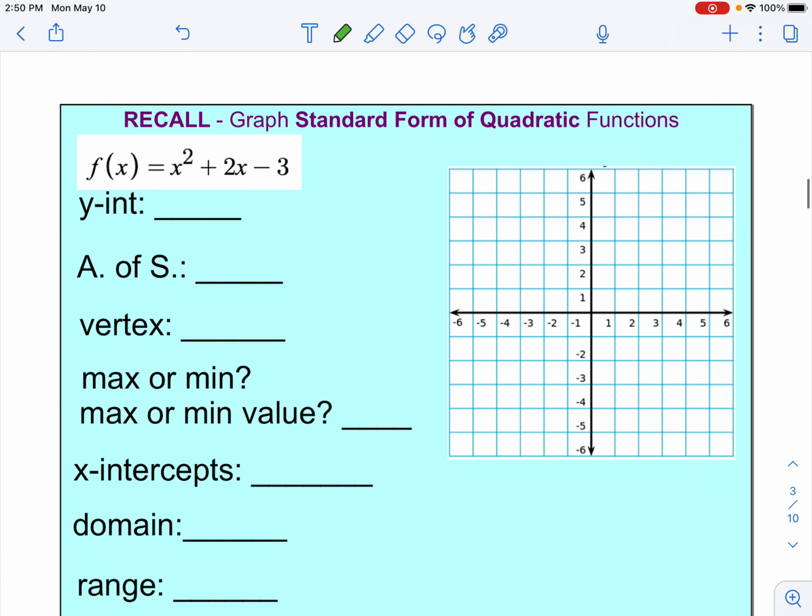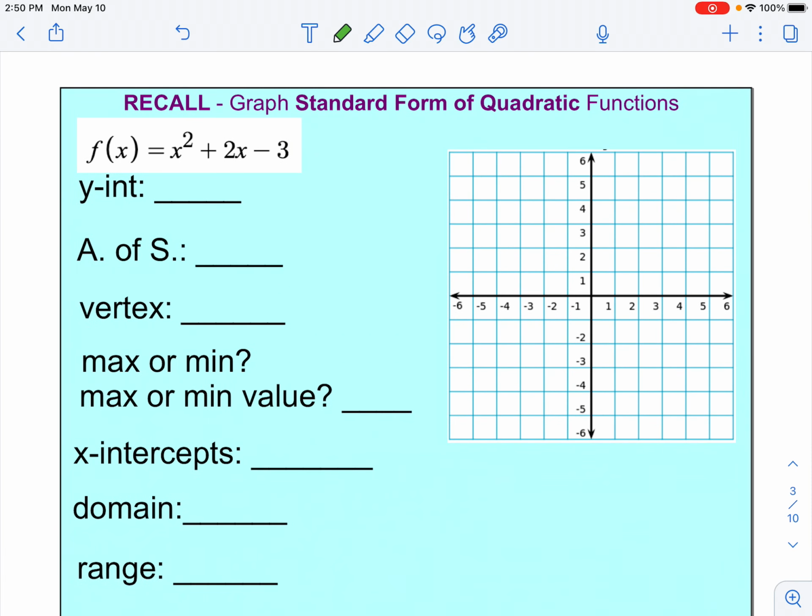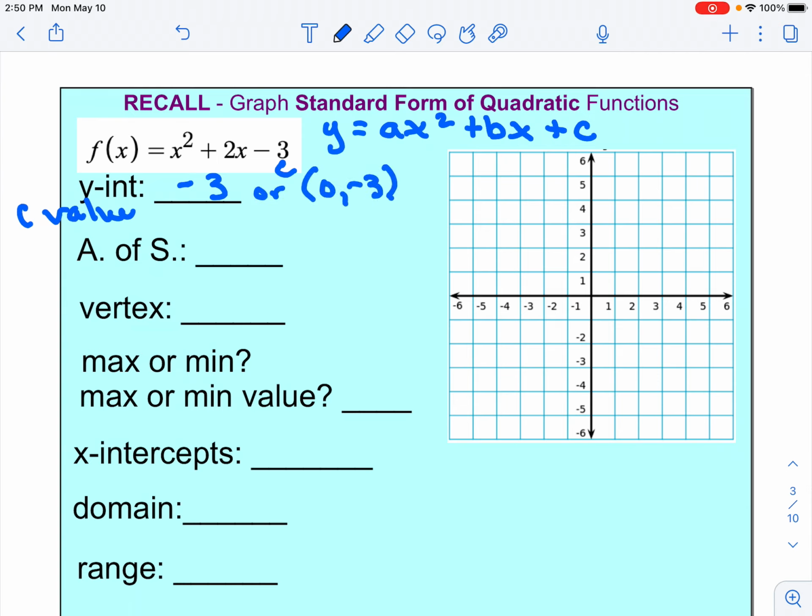Okay, so this is how, remember, we graph a quadratic in standard form. The y-intercept is our c value. And this comes from standard form, which is y equals ax squared plus bx plus c. So our c value is negative 3. So our y-intercept is negative 3. It's also the ordered pair 0, negative 3. So that is my y-intercept. And I like to plot these as I go. So that means I know my quadratic is going to cross the y-axis right there at negative 3.